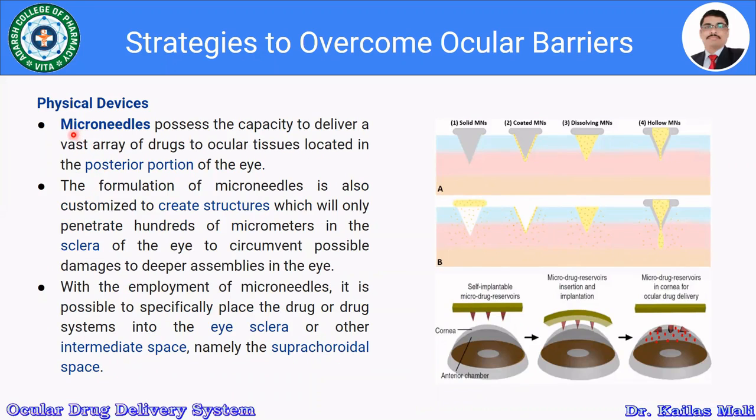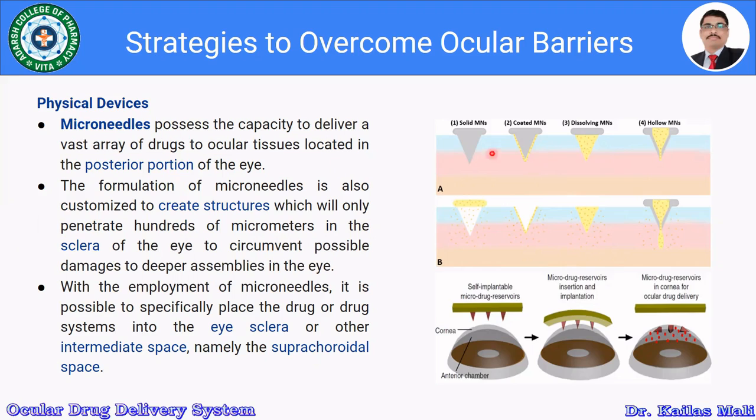Then the second physical device is the microneedles. Microneedles possess the capacity to deliver a vast array of drugs to ocular tissue located in the posterior portion of the eye, for example, the sclera. The formulation of microneedles is also customized to create a structure which only penetrates hundreds of micrometers in the sclera of the eye to circumvent possible damage to deeper structures of the eye.